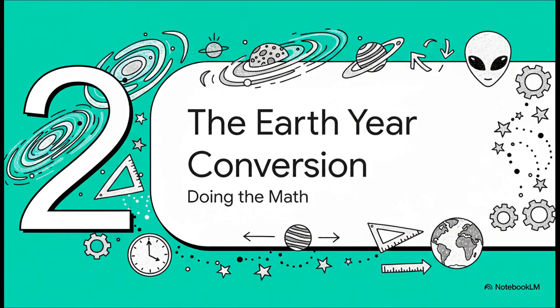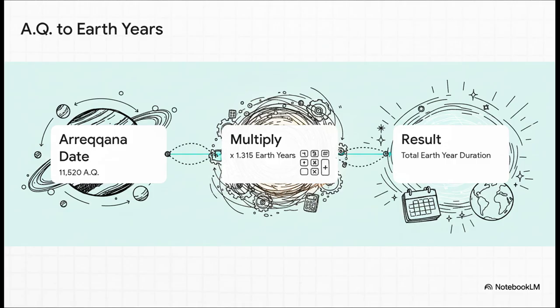Okay, so we've got our tool, we have the key. Now it's time to actually use this conversion factor to turn that huge number, 11,520 AQ, from some abstract alien count into a real, concrete span of time and years that we can actually wrap our heads around. And the math here is actually super straightforward. We just take our starting date, that 11,520 AQ, and we multiply it by that magic number we just found, 1.315. And that'll give us the total length of time in good old-fashioned Earth years.